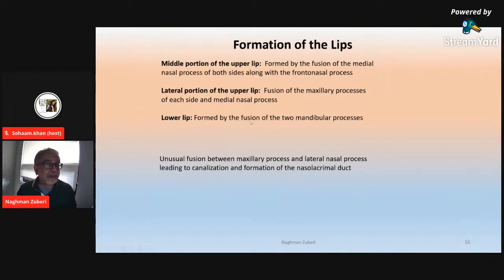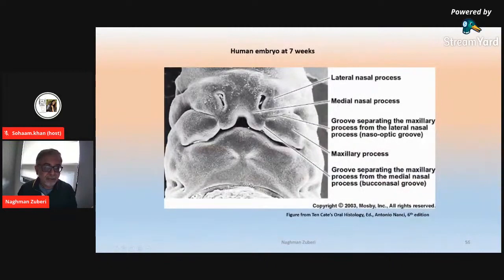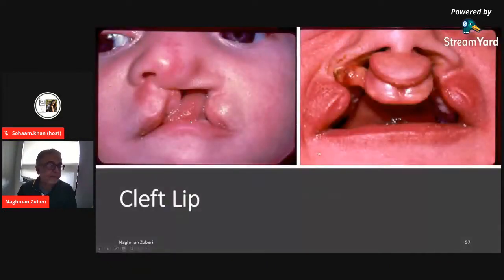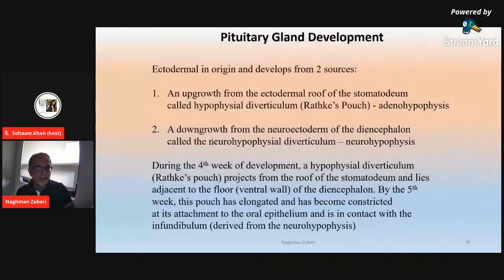The lower lip is formed by the fusion of the two mandibular processes, and keep in mind the lower lip forms before the upper lip. Unusual fusion between the maxillary process and lateral nasal process leads to canalization and formation of the nasolacrimal duct, from the nasolacrimal groove. Well, clefting may occur: cleft lip and cleft palate.